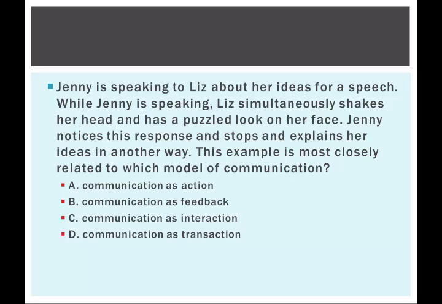So in this particular scenario, we see that both individuals are simultaneously sending messages and feedback. So again, the key word here, simultaneously. Jenny is speaking, and as she's speaking, Liz is sending nonverbal cues that are letting Jenny know that she's confused. So Jenny then shifts the way that she is sending her messages and tries to explain her ideas in a different way. So there's a lot going on in this short scenario that allows us to see the complexity of communication in this interaction. So it would definitely support, again, the communication as transaction model.